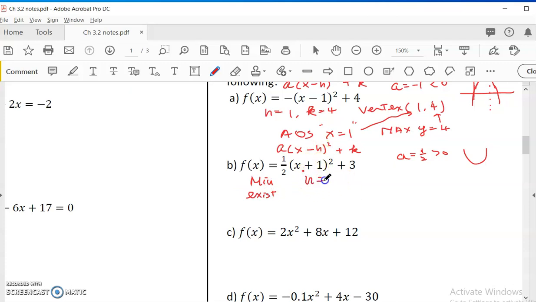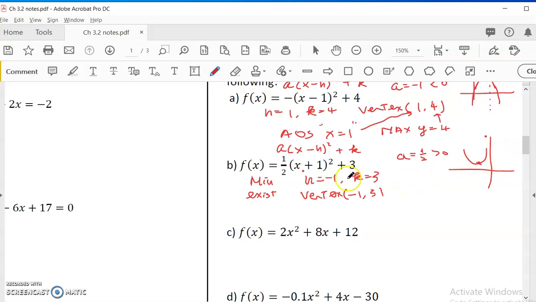Then I match it. h would equal, well, it's supposed to be minus h, so I have a plus 1, which means h is minus 1. k is 3. Because of that, the vertex would be (negative 1, 3). From this vertex, I graph my stuff like this, right? Left 1 and then up 3. So it's facing up like that.